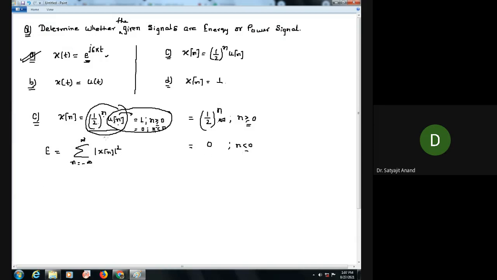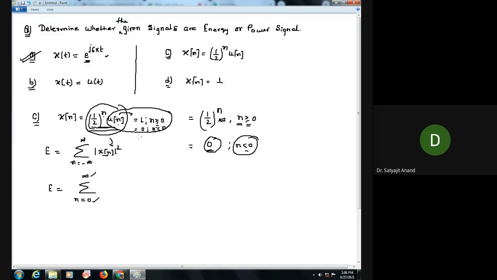So what may I write now? If you put this function in this expression, what will the limit be? Now I will not be considering from minus infinity. I will be starting from 0 to infinity. Why 0 to infinity? Because from minus infinity to minus 1, this function x[n] is 0, and the summation of 0 will always be 0. That's why we don't consider this range, because it gives you 0 value. Where we are getting non-zero is when n is greater than or equal to 0. So that's why I started from 0 and it will go up to infinity.